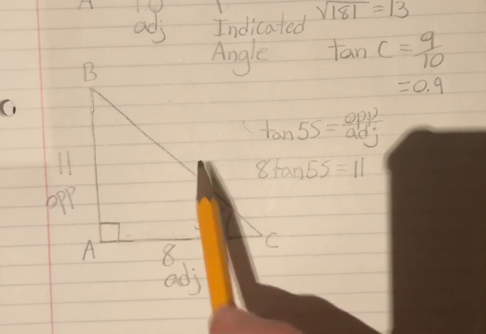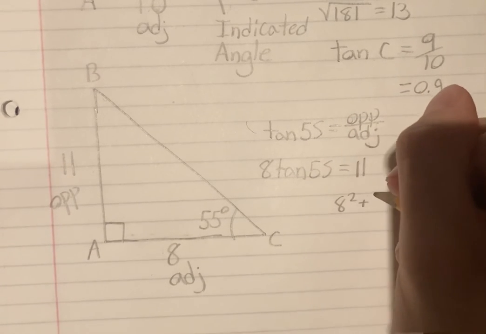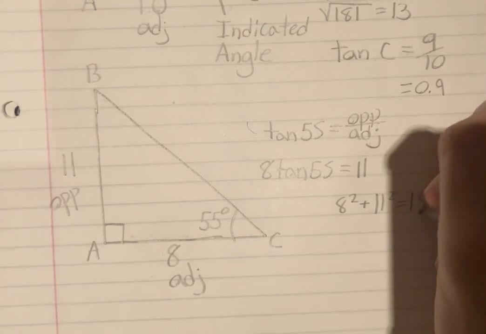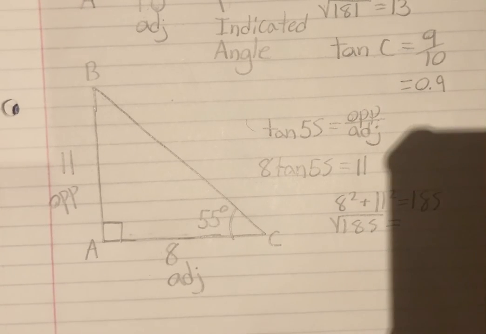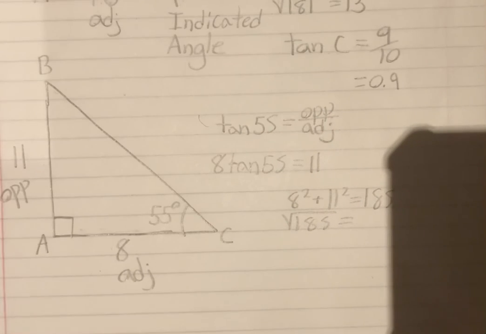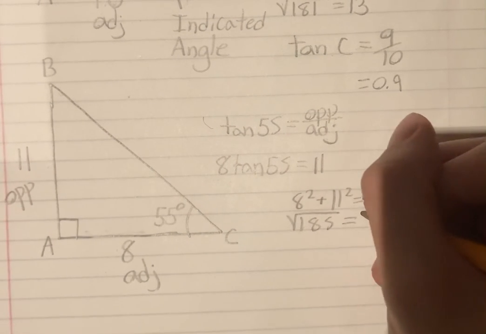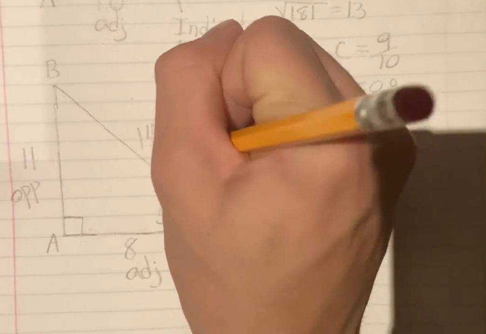And again, if we want to find the hypotenuse, it is a squared plus b squared equals c squared. 8 squared plus 11 squared equals 185. The square root of 185 is 13.60 and so on, and I will round that to 14. So 14 is our hypotenuse.